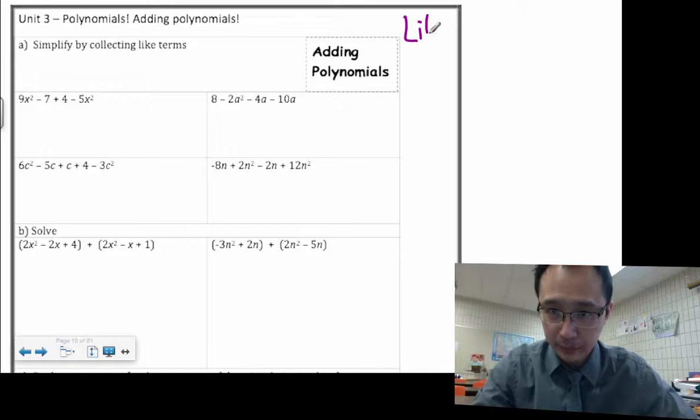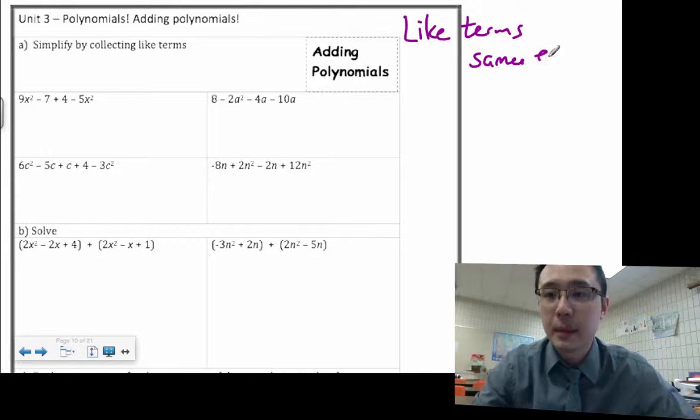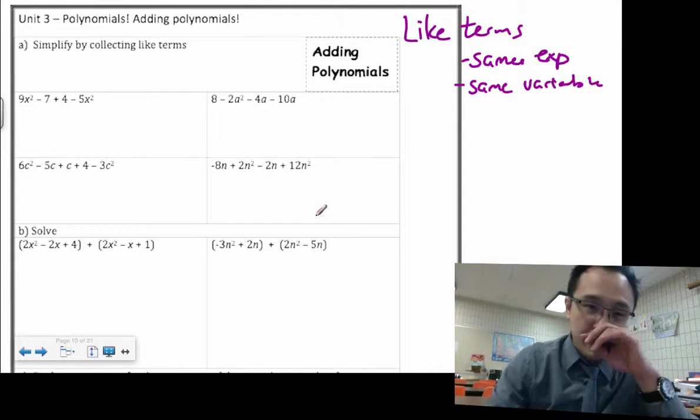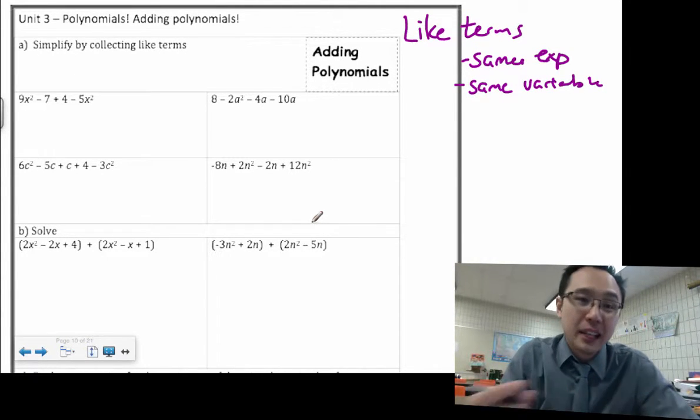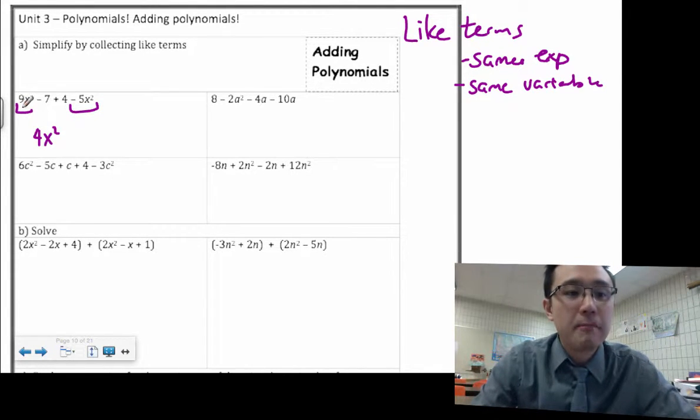So like terms, they have to have the same exponent, and obviously the same variable. So the same exponent is the tricky part, because we can all recognize same letters, but it's the same exponent that recognizes the like terms as well. So for this one, we're going to have a like term here, a like term there. This is 9x squared, subtract 5x squared, so that's 4x squared. Notice I'm just combining the coefficients, leaving my variable exactly the same. And the next one is going to be negative 3.